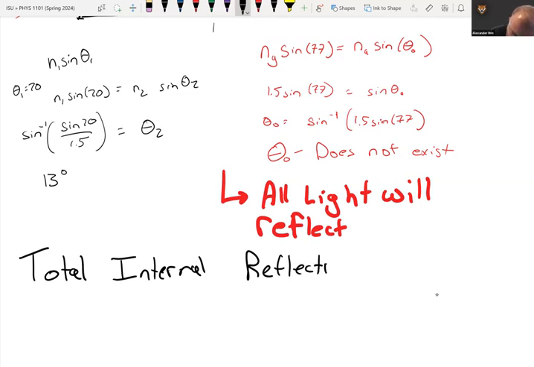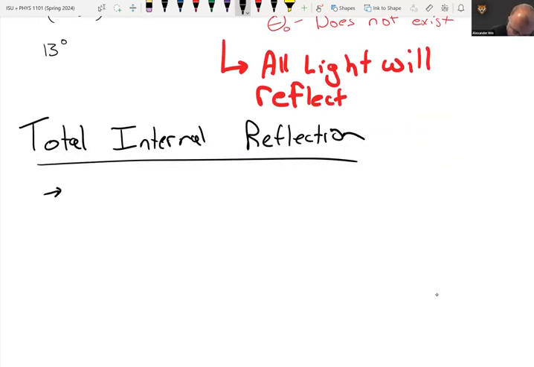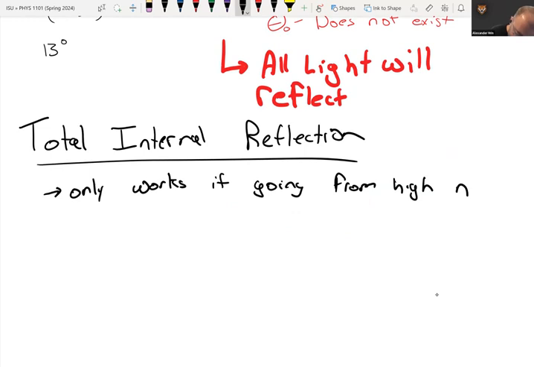All right, and a couple of things to know about total internal reflection. It only works if going from high N to low N, and again, N being the index of refraction. It won't work otherwise.